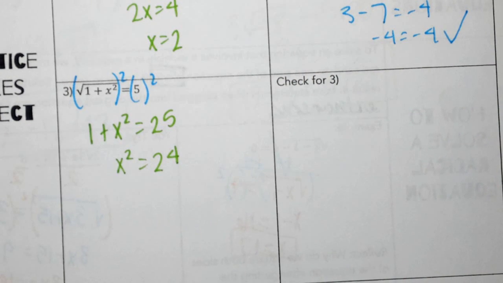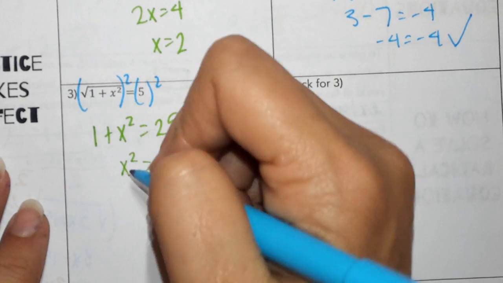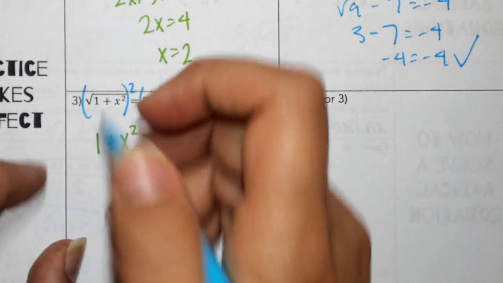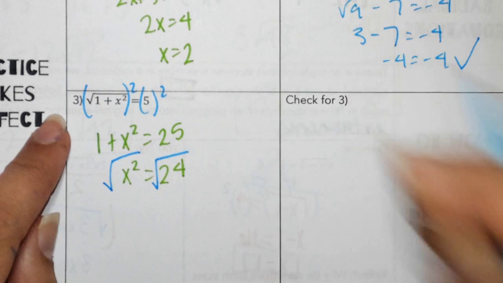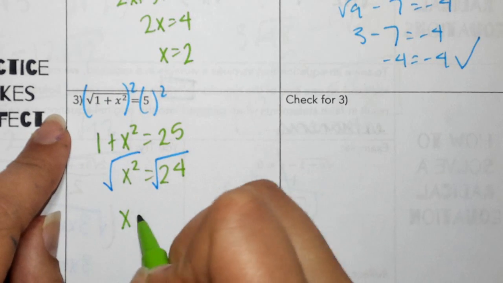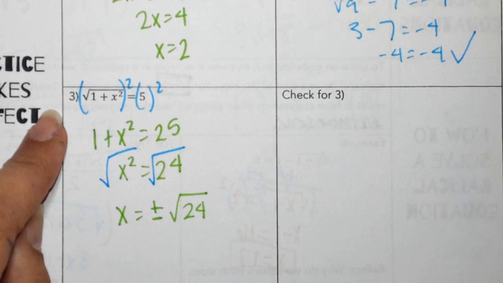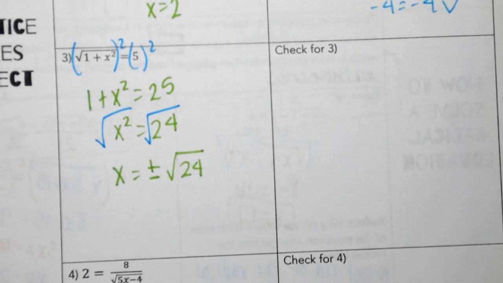Now how do I get rid of the squared? If I get rid of a square root by squaring it, how would I get rid of a squared? Square rooting it. It's the opposite. So that's going to be plus or minus the square root of 24. The reason it's plus or minus is because, remember, you can multiply 2 negatives together and get a positive answer, or 2 positives and get a positive answer.